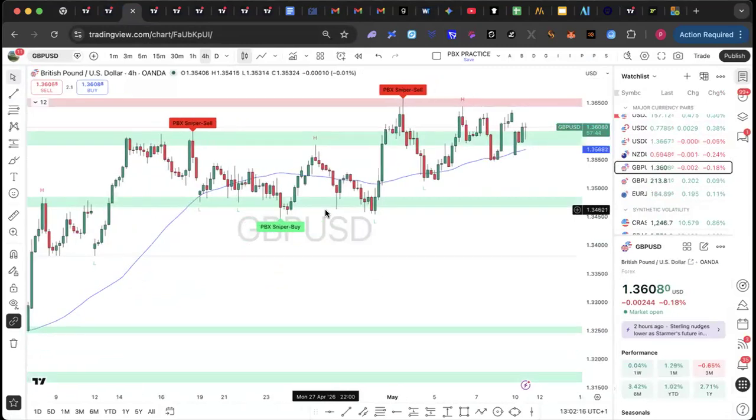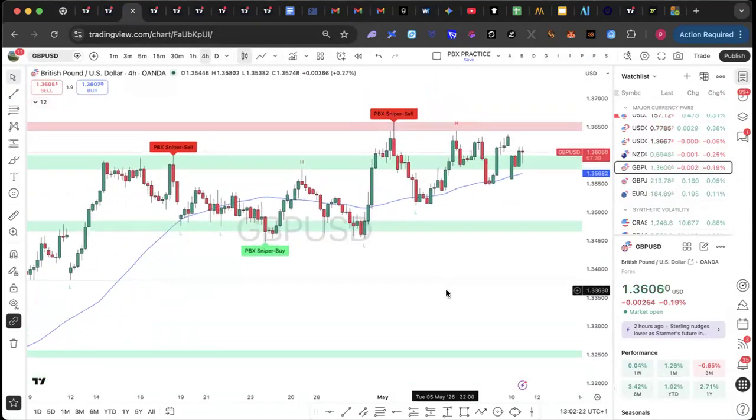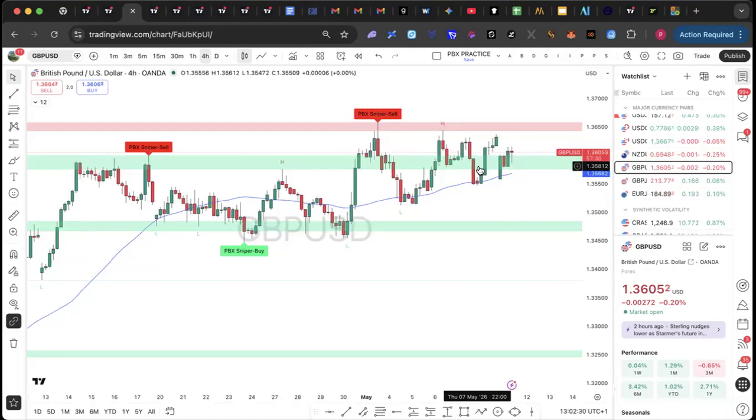On the 4 hours here, we can see that it is at a support and it has been struggling either to break up to the next resistance or to break down to the support below. Until it moves to the resistance, we cannot take a trade. Until it breaks through and gets to the support below, we cannot buy. So we have to wait.